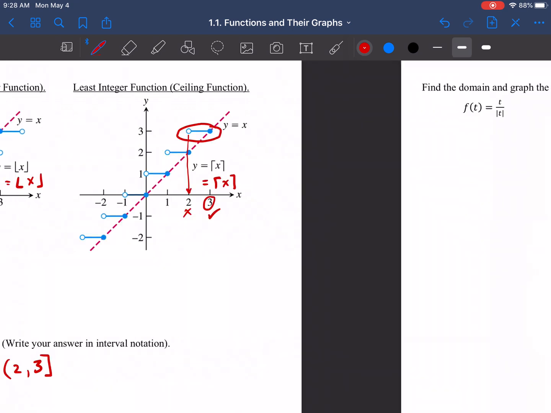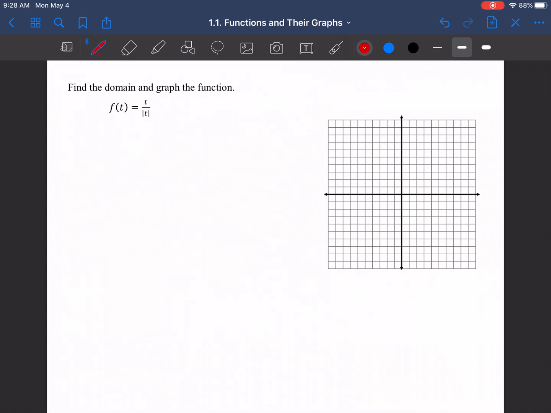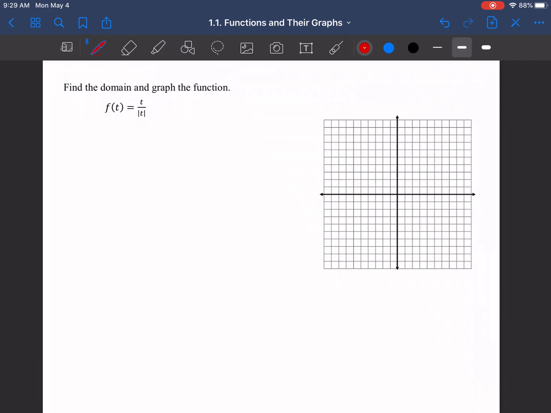Okay? All right, here, find the domain and graph of this function. Again, I'm going to leave this one for you to give a try. Try thinking your way through it. What's going to happen on the positive side? What's going to happen on the negative side? And see if you can graph this. And then again, I'll put the answer up on the notes you can see online.